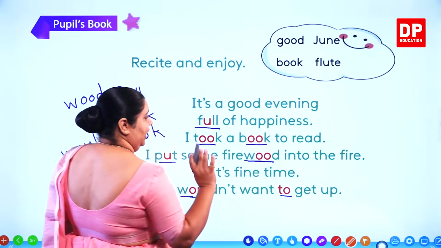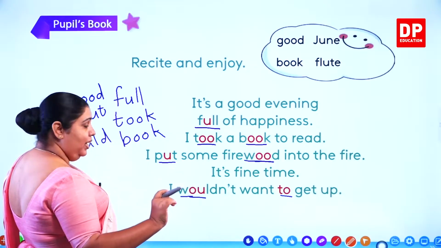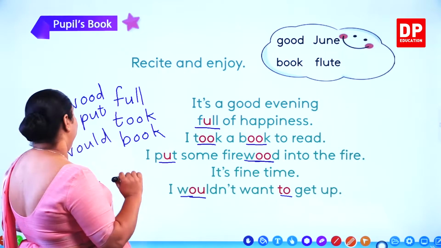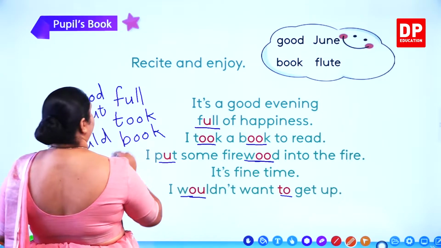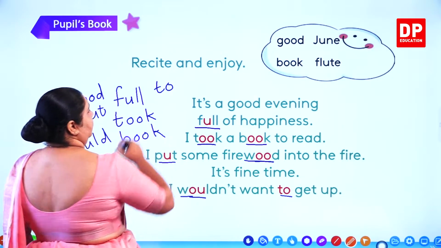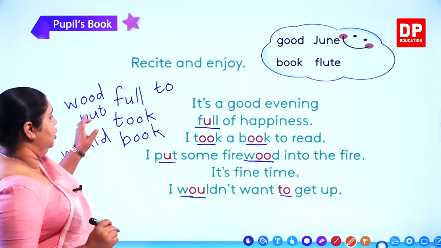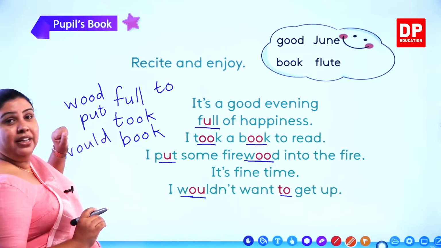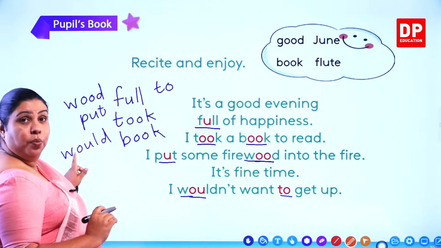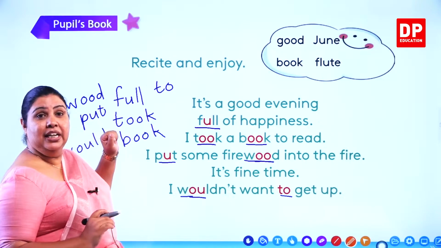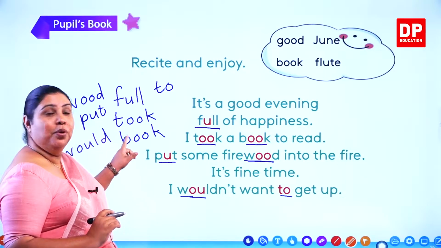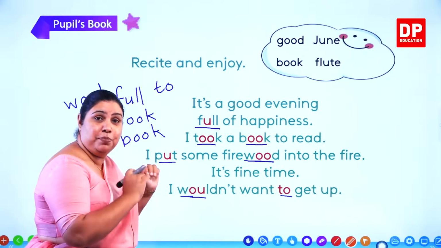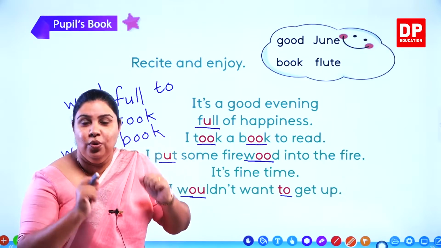Wood is something else, the firewood, but would is the other wood, right? Then we have the word to. Okay, these are the short U sound words in this poem. Would, put, would, full, took, book, and to. So these are the words that we have in this poem, the short U sound.